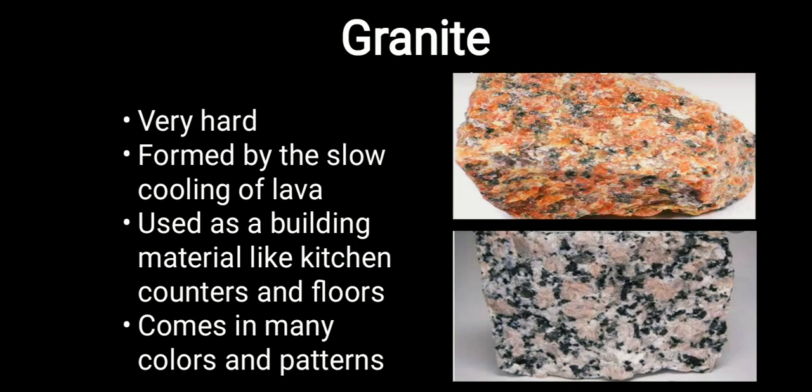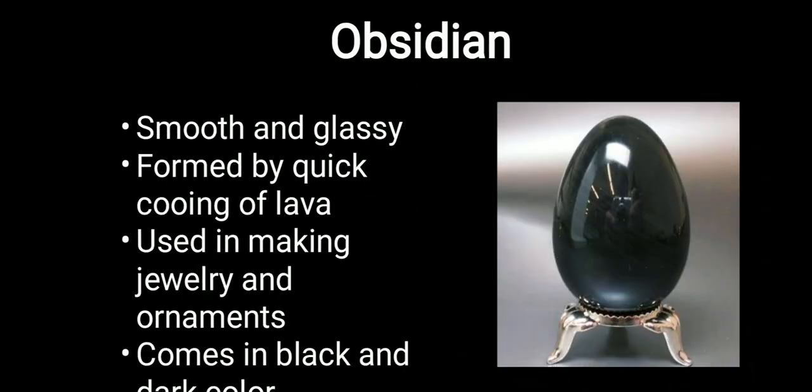It is used extensively as a building material, as polished granite on kitchen counters and floors. Granite comes in many colors and patterns. Next one is obsidian. It is smooth and glassy and is formed by the quick cooling of lava. Obsidian is used in making jewelry and ornaments, and it is usually black or dark colored.